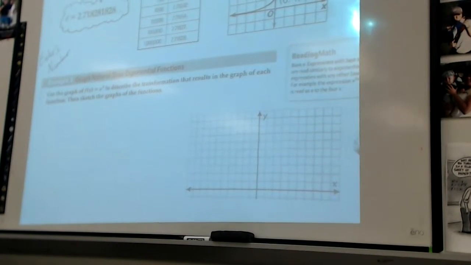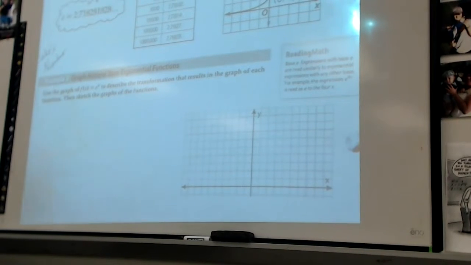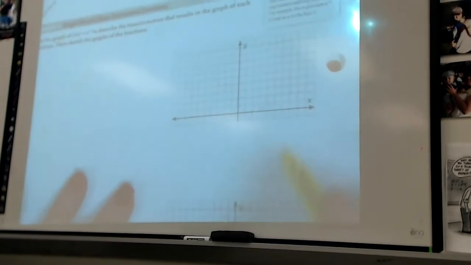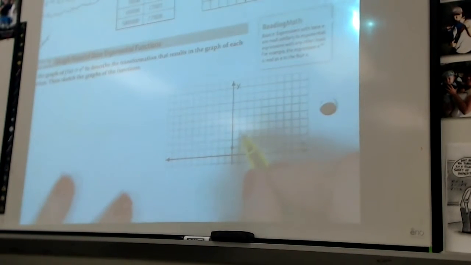Okay? All right. Well, we're just going to copy this one first. We're going to graph it first. So, (0, 1), and then (1, 2.7-ish). And then 2 would be 7.3-ish, I think, is what we figured out this morning.